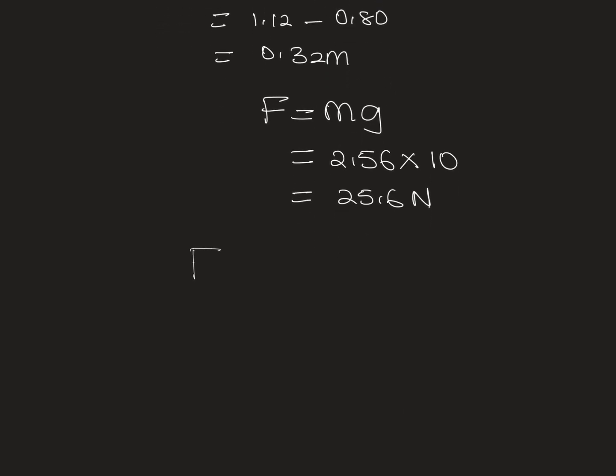We know that F is equal to kx, that is, the applied force is equal to the spring constant multiplied by the extension. If we want to find the spring constant, we divide both sides by x.